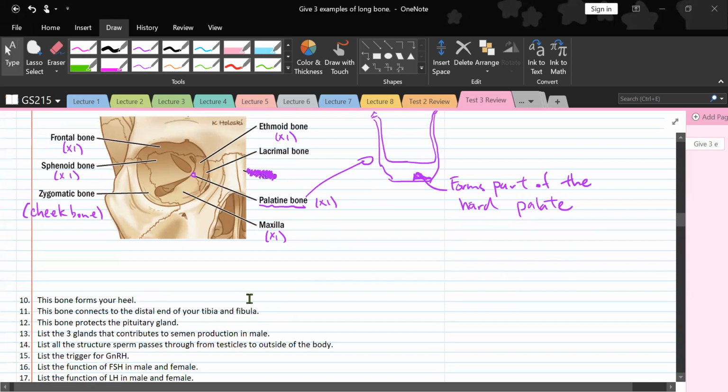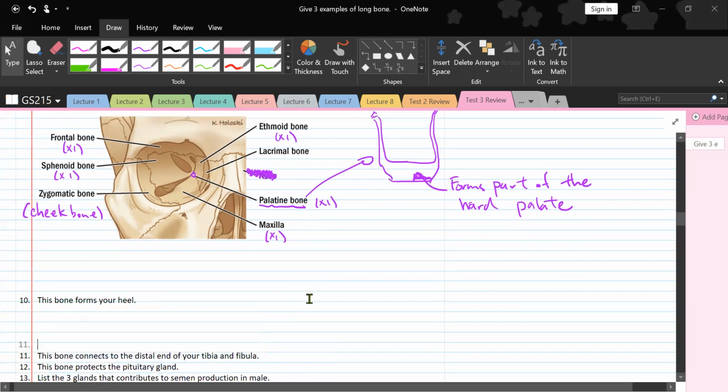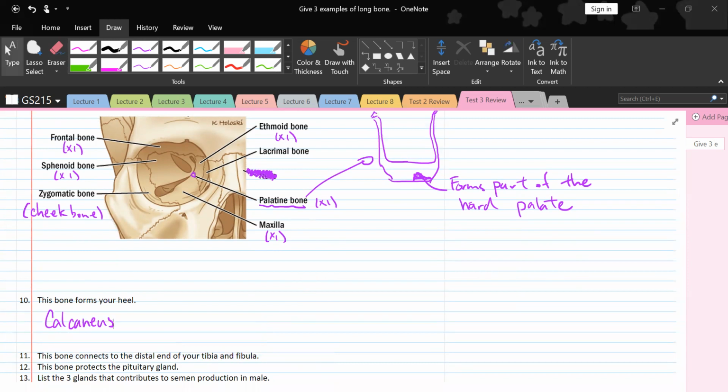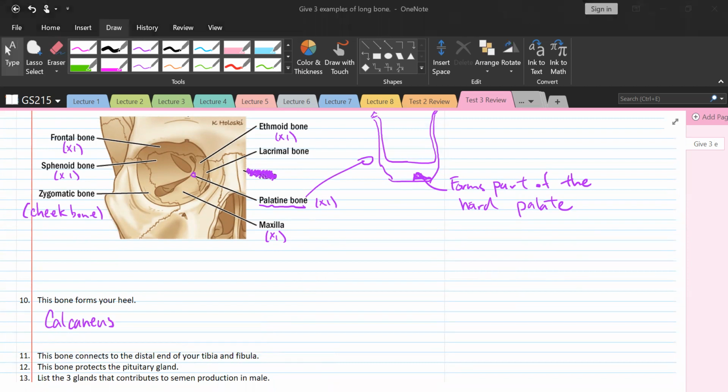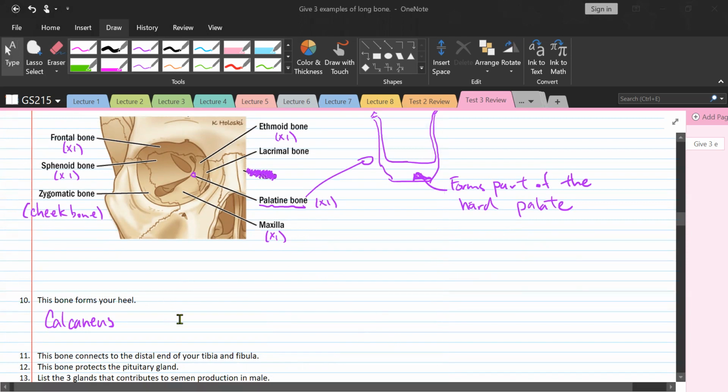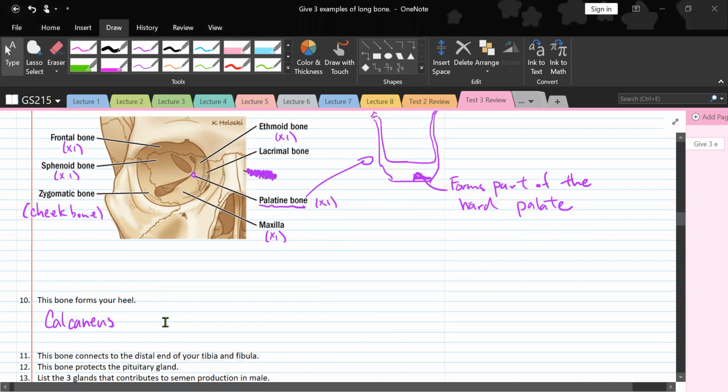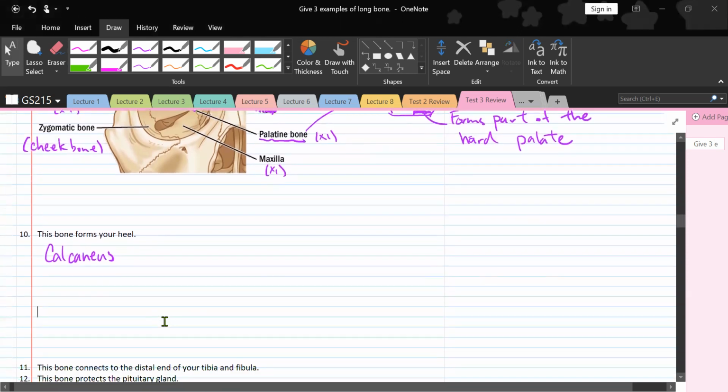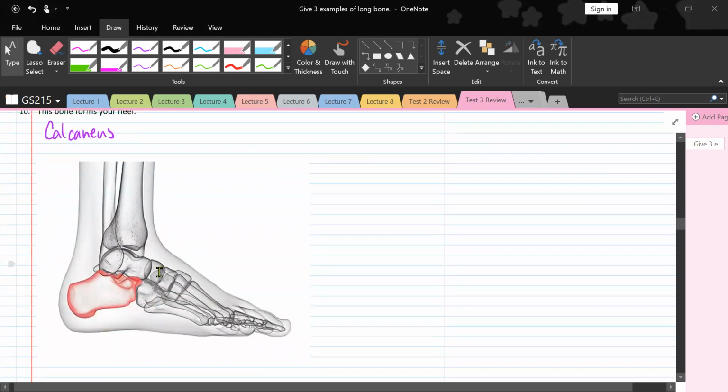This bone forms your heel. That would be the calcaneus. Okay, I can show you a picture of calcaneus, so you have an idea of what it looks like when you study. There we go. That's the calcaneus at the back, okay?